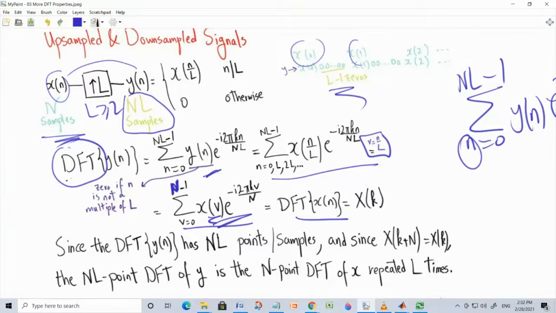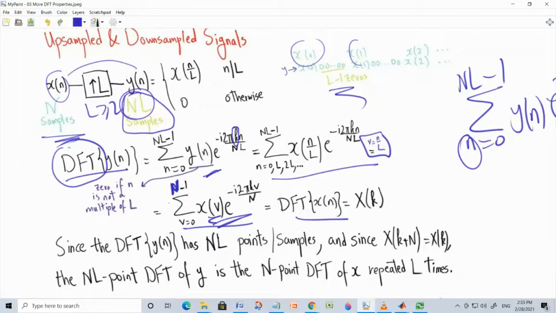So does this mean that the DFT of the upsampled signal is exactly equal to the DFT of the original signal? In some sense, this is true. But remember, DFTs are designed such that if you start with a number of samples, you should get the same number of samples. So now the signal y is composed of NL samples, and so when you do its DFT, the index k must go from 0, 1, 2 to NL minus 1.